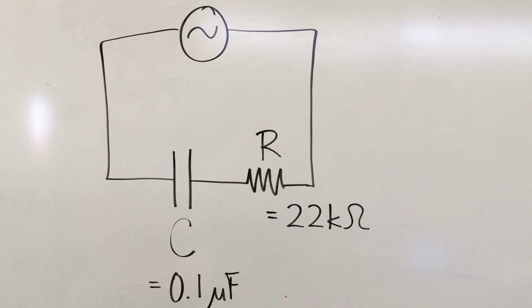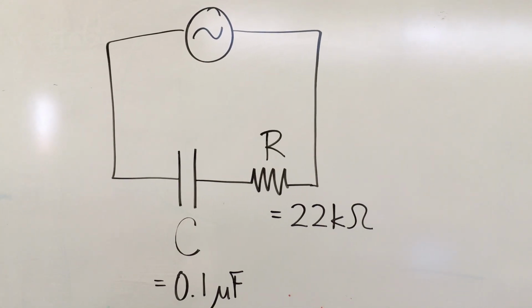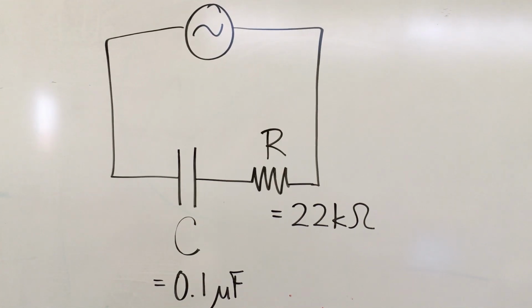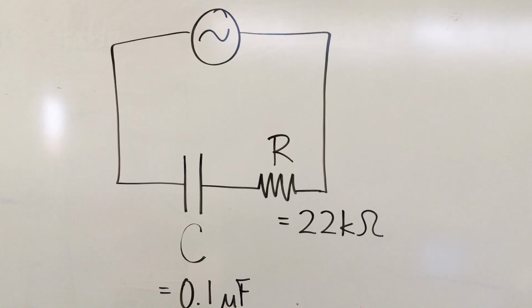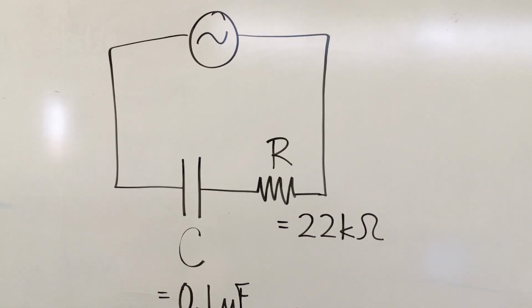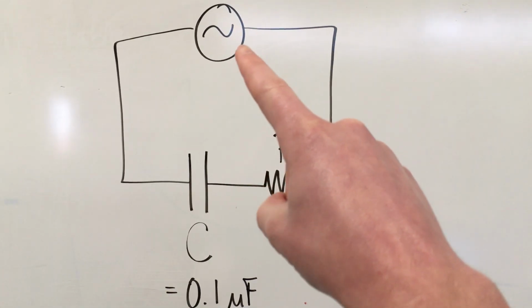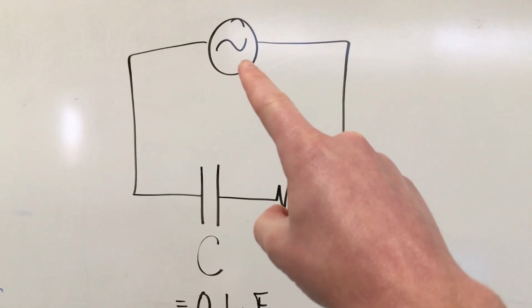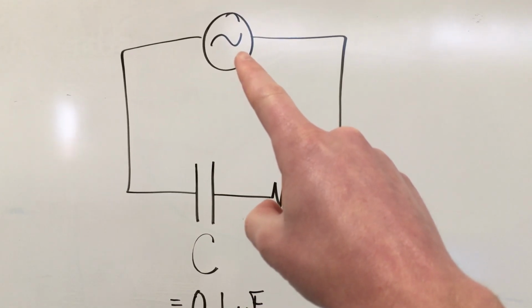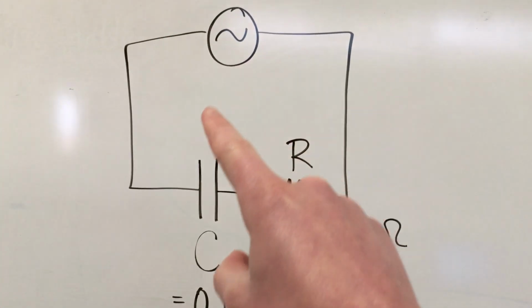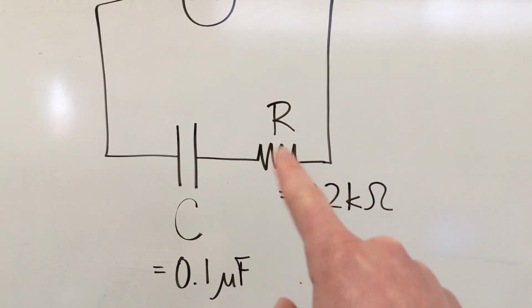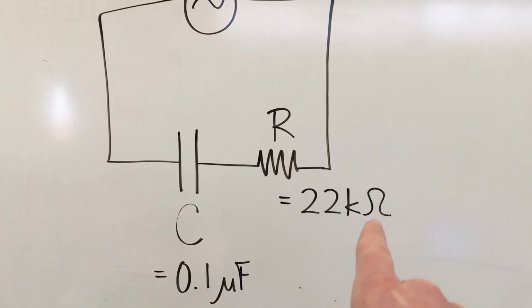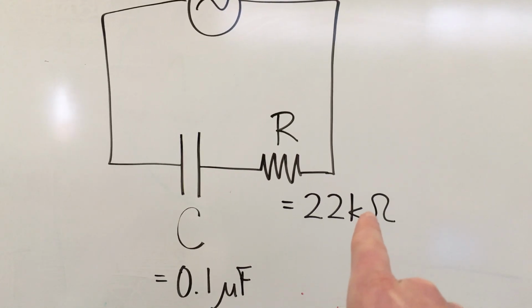Okay, so for our last lab activity, for which you'll do a little report and answer some questions, we're building this circuit. So you've got an AC source right there. That's going to be our function generator in the lab. And in series with that, we've got two items. One familiar to us, our resistor, 22 kilo ohms, so 22,000 ohms.